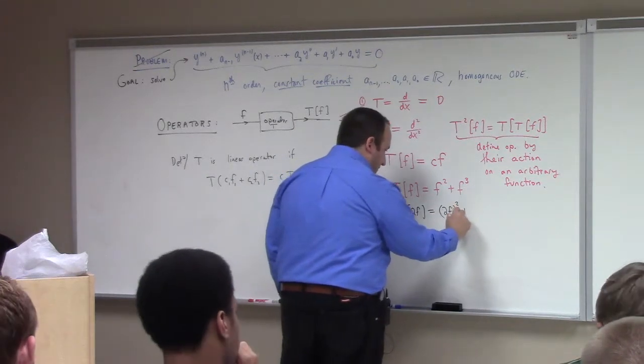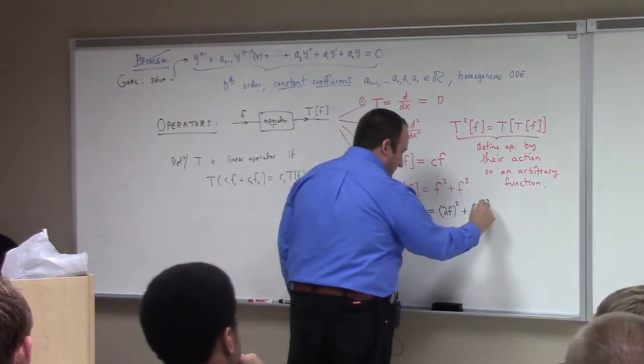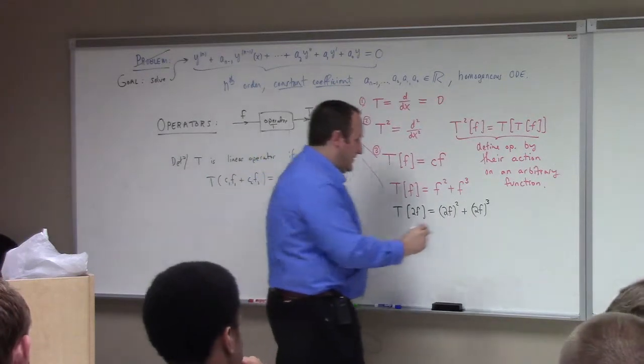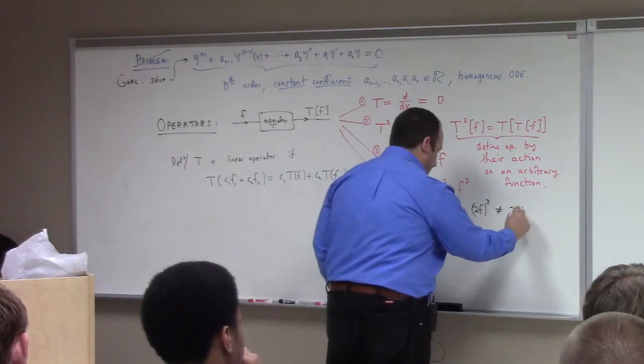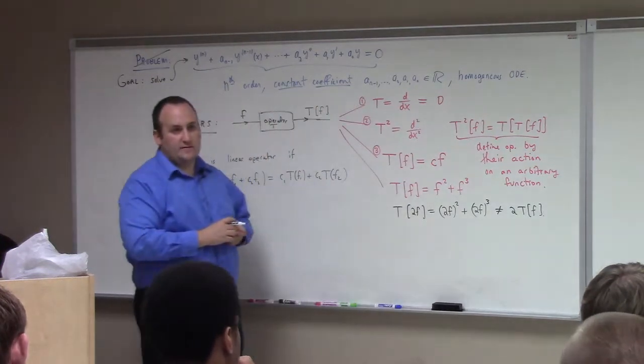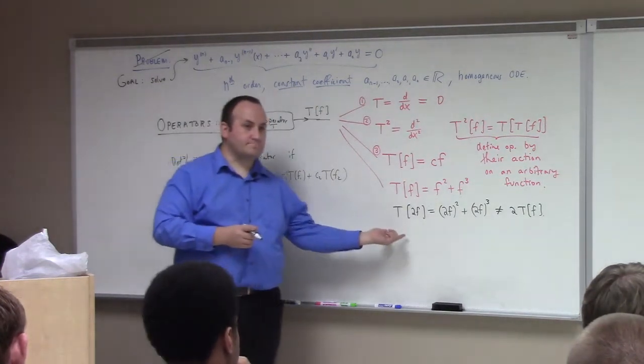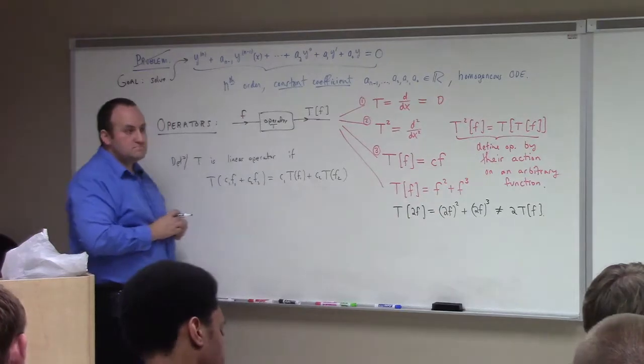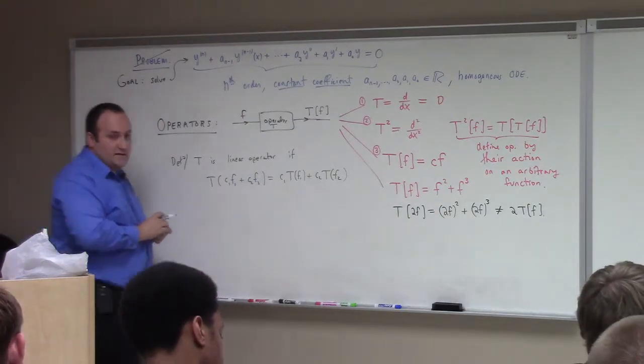We get 2f squared plus 2f cubed, and what's that? Well, it's certainly not equal to 2 times T of f, is it, right? For arbitrary functions, certainly not. So this is a nonlinear operator. Yep. What about number 2? Is that linear? It is linear.